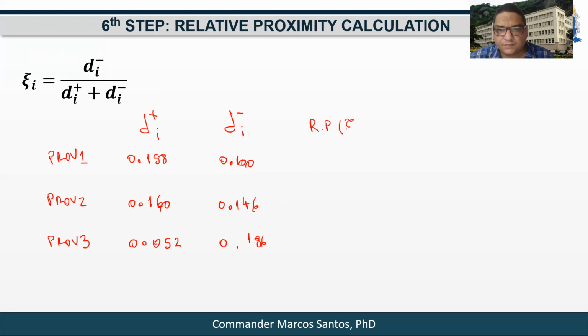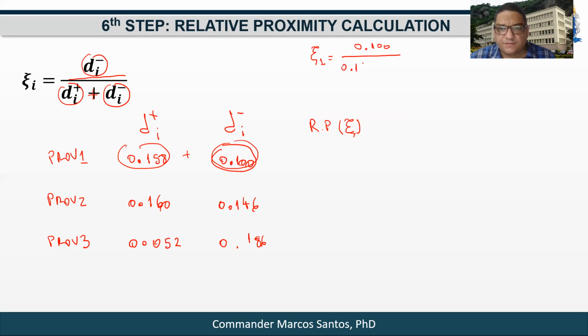Relative proximity. So relative proximity 1 is, look, negative D over positive D plus negative D. So we have negative D, 0.100 over positive D plus negative D, 0.158 plus 0.100 equals 0.39.